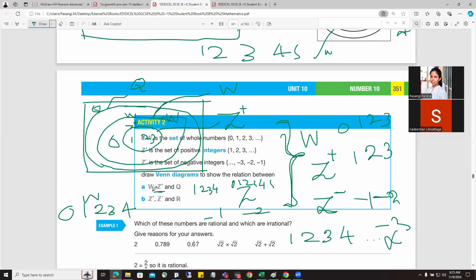Okay, that one is correct. Very good. Now the second part, Z plus, Z minus, and real numbers.